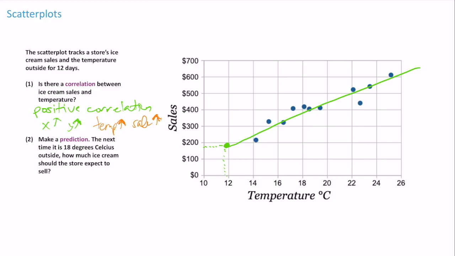What about like snow shovels though? As the temperatures are going up, people are buying fewer snow shovels because you're not going to get any snow. So that would be a negative correlation. They're moving in opposite directions.